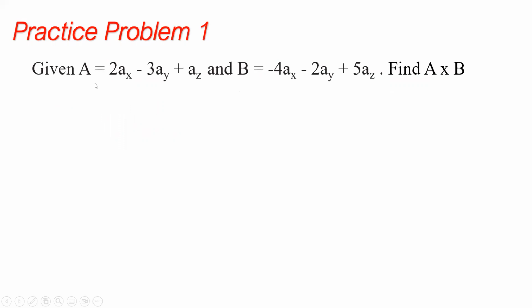Given vector A is equal to 2A sub X minus 3A sub Y plus A sub Z, and B is equal to -4A sub X minus 2A sub Y plus 5A sub Z. Find A cross B.